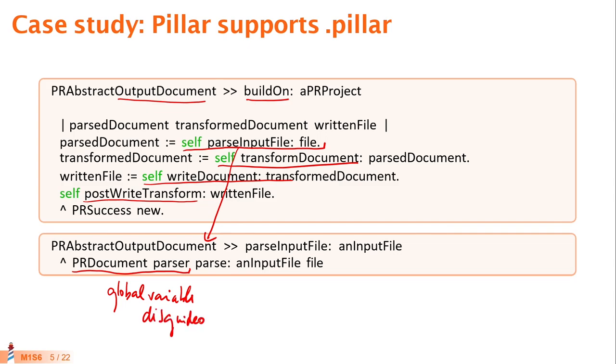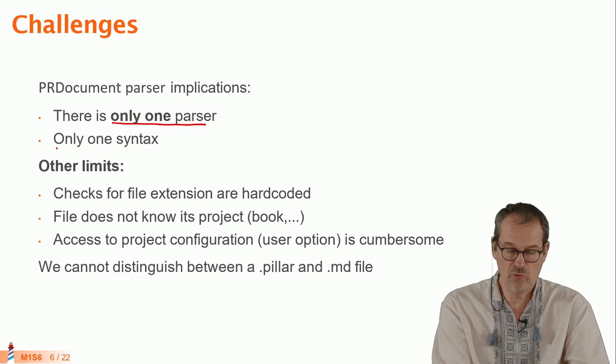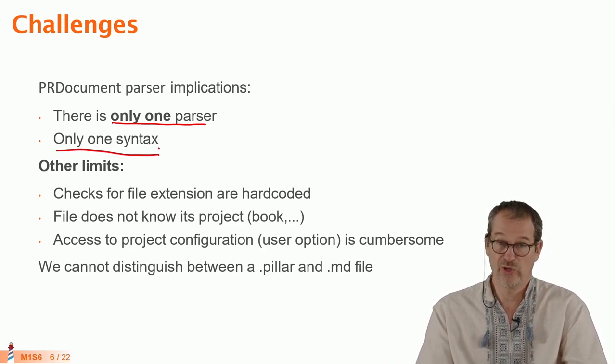You will see that there is also another lecture on singleton and disguised global variable, but this is a typical case. We parse the file, and then this will return a parse document. So it worked, so this is not the problem. The problem is that when we want to change something, suddenly we have to pay attention because this is not easy to change. The implication is that there is only one parser. There is only one syntax. It was really good when we had only one syntax, but now we have two syntaxes. So what do we do?